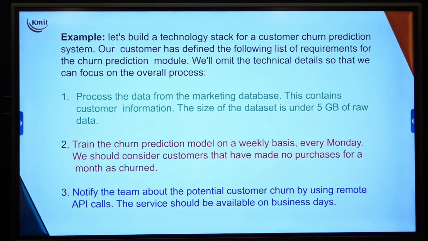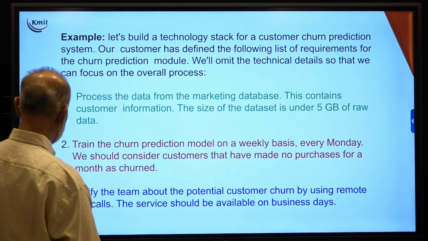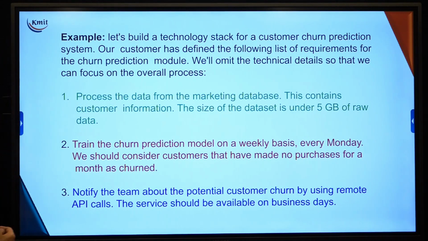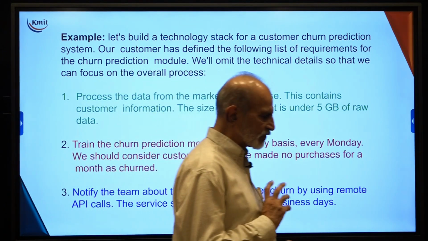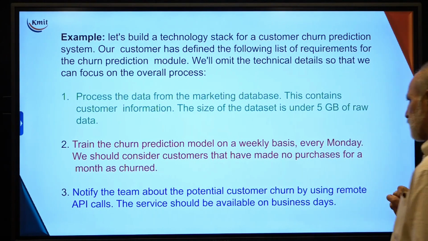Our customer has defined the following list of requirements for the churn prediction module. We will omit the technical ones right now. Okay, let us see point number 1. Point number 1 says to process the data from the marketing database, because this is customer information. So, I have to worry about the marketing database. Let us say this contains customer information and the size of the database is roughly about 5 GB of hard disk space as raw data.